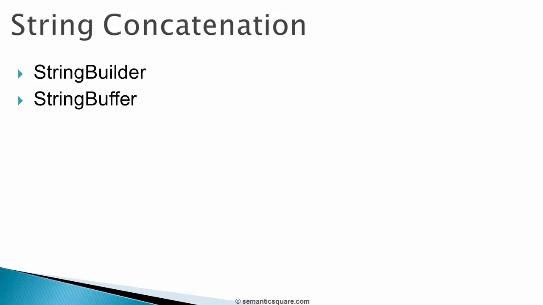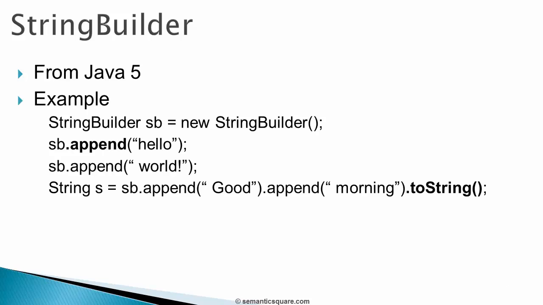String concatenation can also be performed using StringBuilder and StringBuffer classes from the java.lang package. While the String class is immutable, these two classes allow us to mutate strings. That is, these two classes allow their contents to be changed. Let's now look at the StringBuilder class. It was introduced in Java 5. And here is an example of its usage.